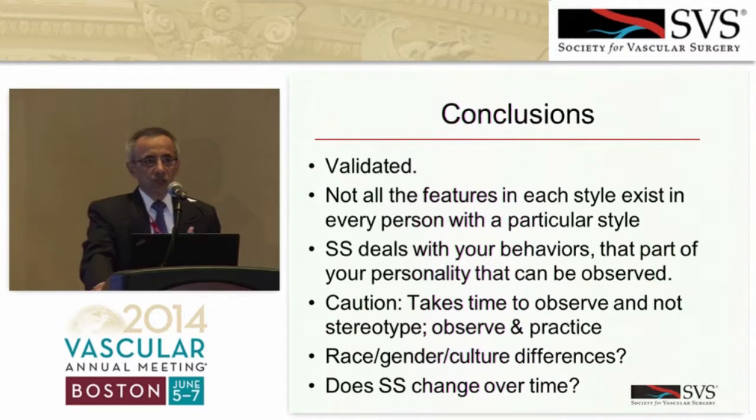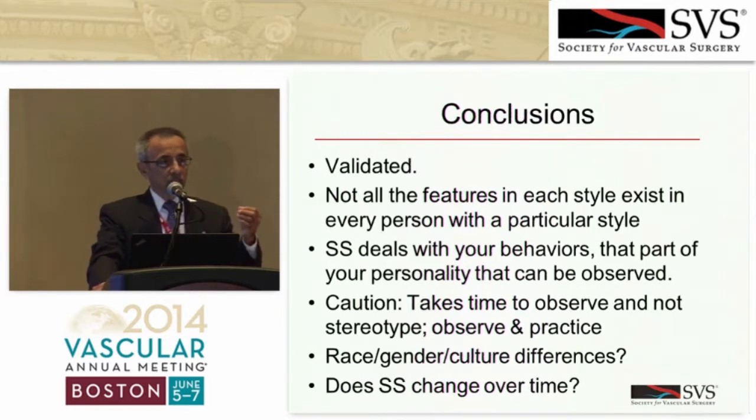The issue is the survey is being validated. Not all the features are going to exist in every single social style we've talked about. It deals with behaviors, and if you want to peg somebody down, take time. Don't stereotype just because the first action they have fits a certain social style.